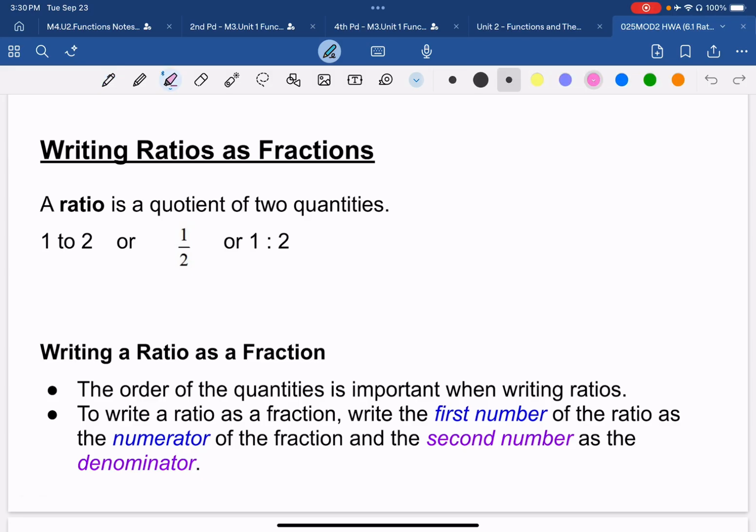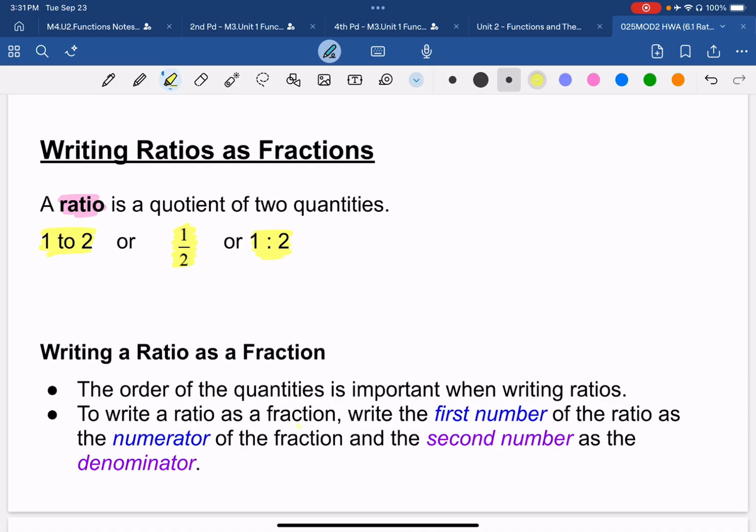And so we need to make sure that we understand that a ratio is just a quotient of two quantities. And we can write that in a few different ways. And so we can write a ratio in this form where we say 1 to 2, or we can write it as an actual fraction, 1 over 2, or we can write it with a colon, 1:2. If we wanted to write it as a fraction, the order of the quantities is important. It makes a difference which one is first.